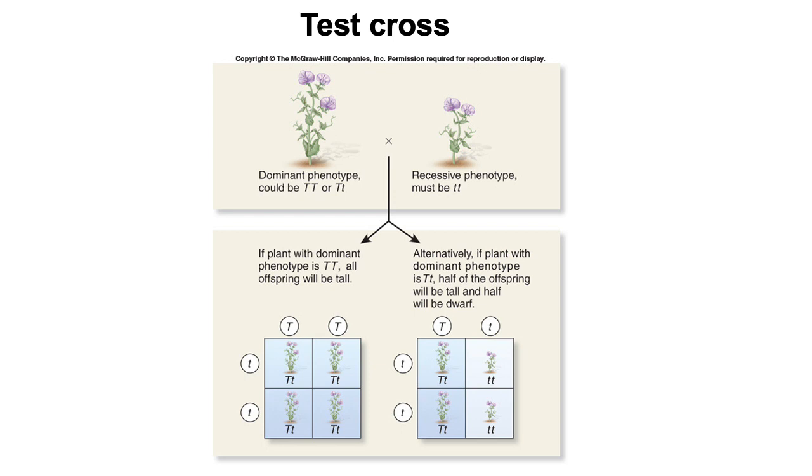And so a test cross is a way for us to determine what an unknown genotype might be. So in a test cross, one of the parents or one of the organisms involved is always the one that has the recessive phenotype, because we know the genotype of that particular organism.